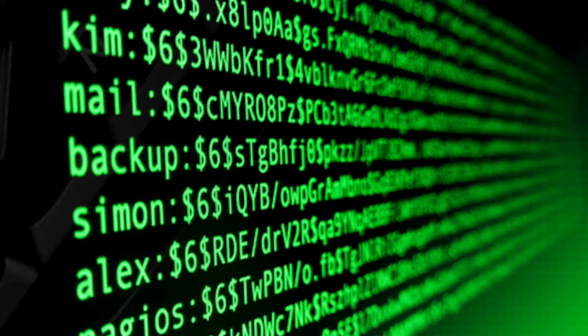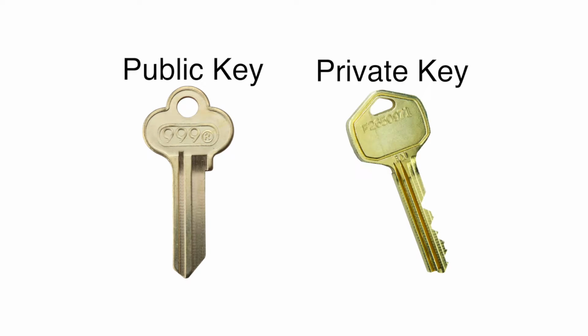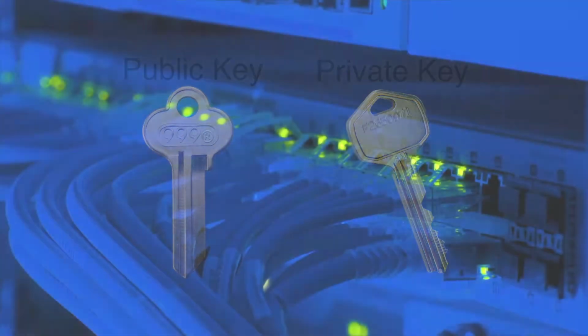So there is a much more secure method of encryption, asymmetric encryption. Instead of just one key, two keys are used, called the public and private key. As the names imply, the public key can be viewed by anyone and it is used to encrypt the data, while the private key is only known by the host system and is used for decryption.